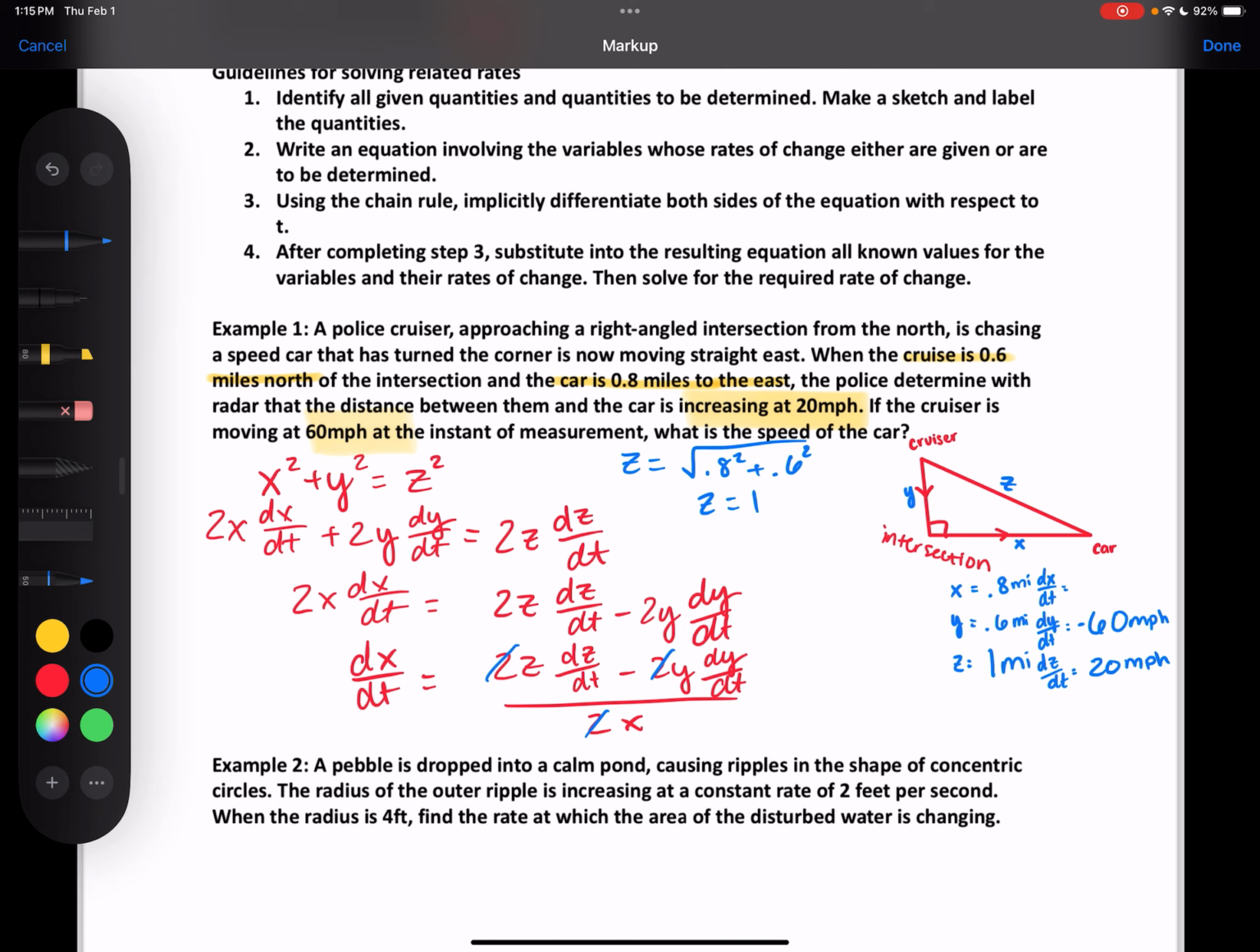So I'm running out of space, so I'm just going to do this. So z is 1 times dz/dt is 20, minus y is 0.6, times dy/dt is negative 60, divided by x is 0.8.